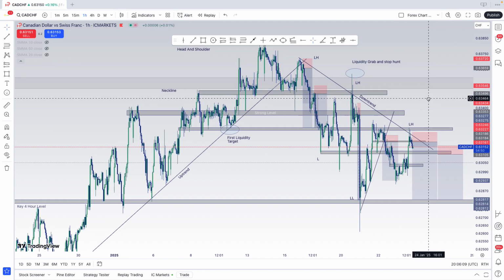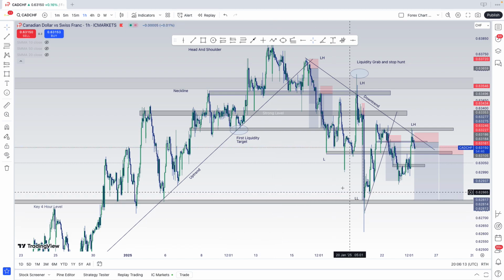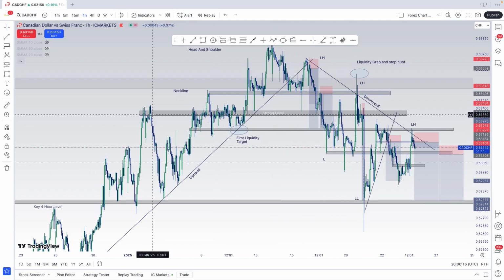I wanted to break down something I drew out the other day. People always ask me, what's your strategy? Can you teach me how to trade and stuff like that? And I don't really have a strategy.